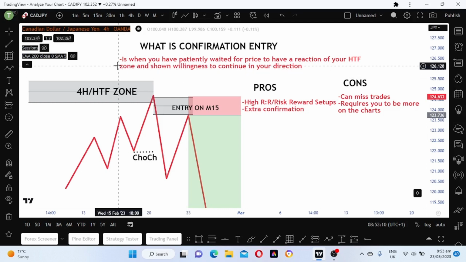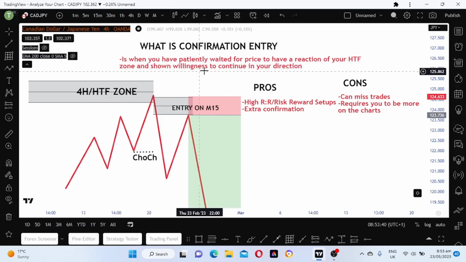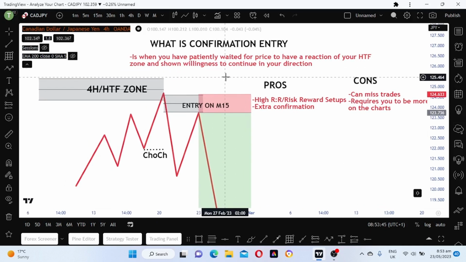A confirmation entry is when you have patiently, see the difference, guys, patiently waited for price to have a reaction off your higher time frame zone and shown willingness to continue in your direction. It is when you have patiently waited for price to react off your higher time frame zone and shown willingness to continue in your direction. That is a confirmation entry.